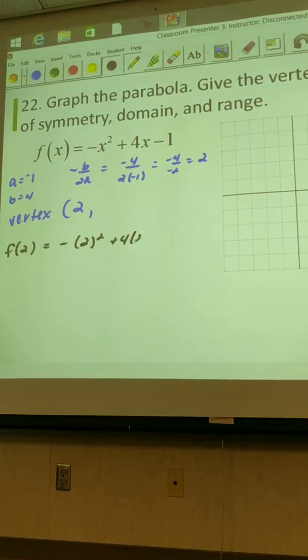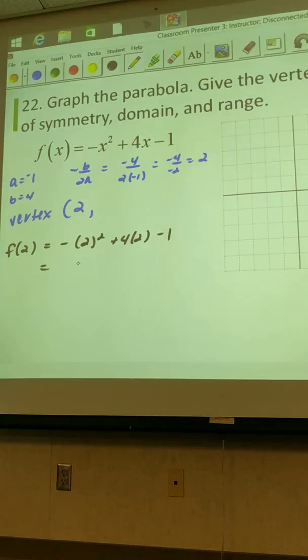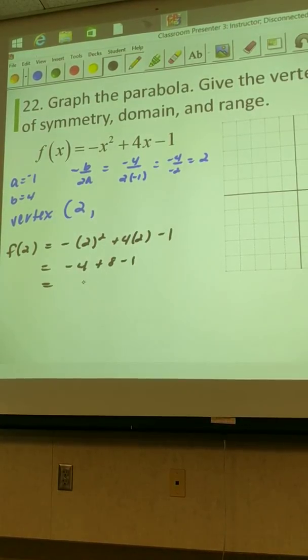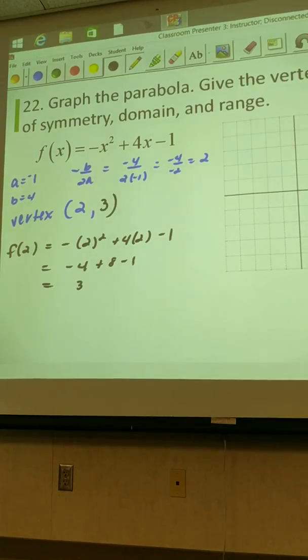We just plug it into the equation. So be careful with your sign here. This is saying square it first and then take the opposite. -4 plus 8 is 4, and 4 minus 1 is 3. That's my y value of my vertex.